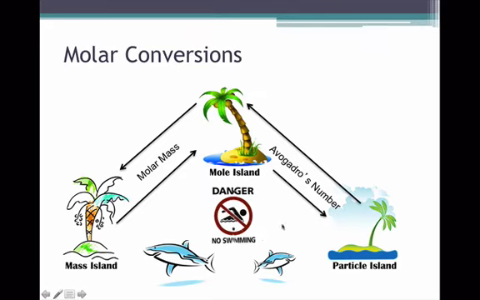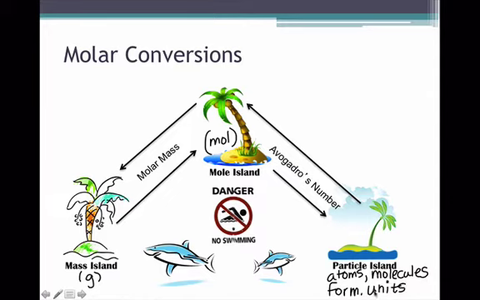What we're going to do is we have a little diagram here, and it helps you figure out what you use to do your conversions. We say there's 3 different islands. There's the mass island, mole island, and particle island. Mass island is when you have grams. The mole island is when you have moles. And your particle island, that could be if you have atoms, molecules, or the formula units. So depending on your unit that you're given, you'll know which island you're on.